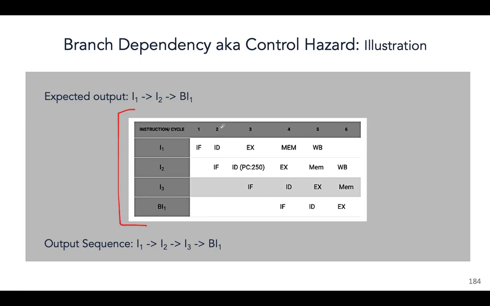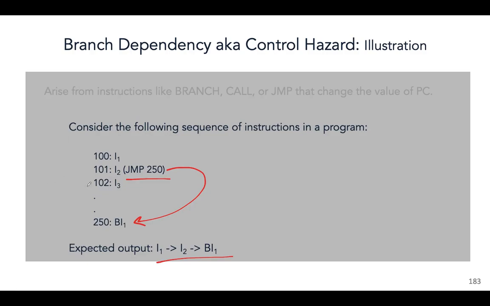At the second cycle I1 is decoded and I2 is fetched. The third cycle, I1 is executed, I2 is decoded and I3 is fetched. Now let's see what happens. I2 is decoded. When you decode this instruction, you find out that this is a branch instruction, right?